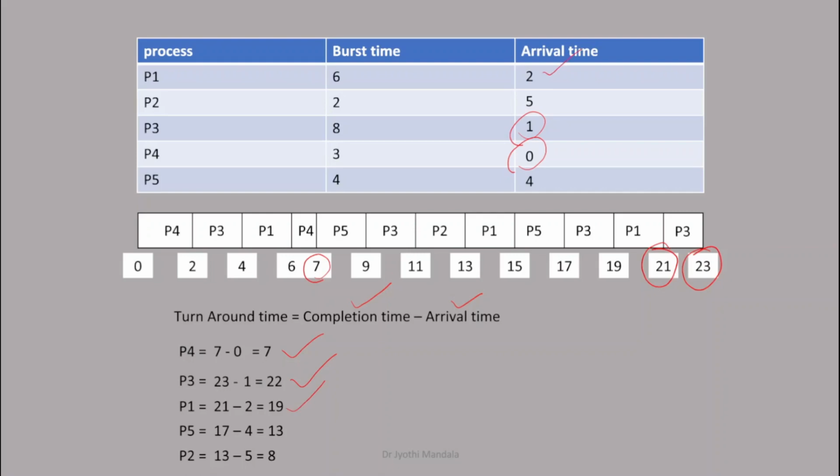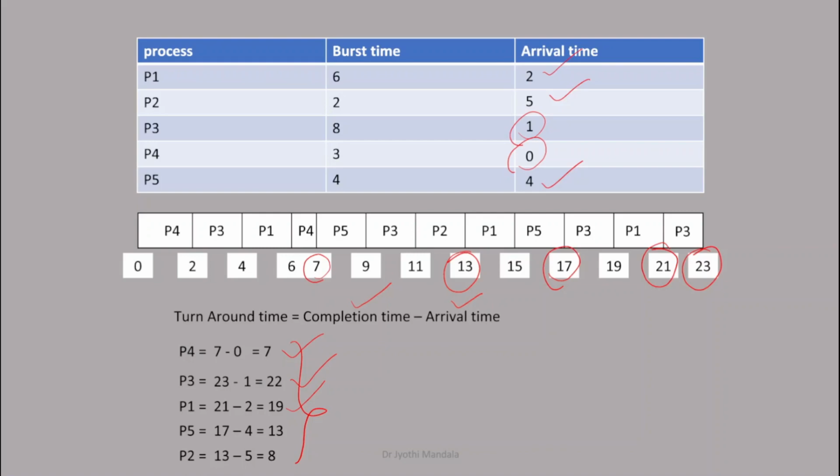And then P5, you can see 17. P5 is 17 minus 4, and then for P2, where is the last time? It is 13 seconds, and then 5. So this is how turnaround time is calculated, and if you take the average of these values, you get 13.8. The only thing you need to observe here is how the CPU has been switching between the processes depending upon the time quantum that has been considered. So this is about the round robin CPU scheduling algorithm.